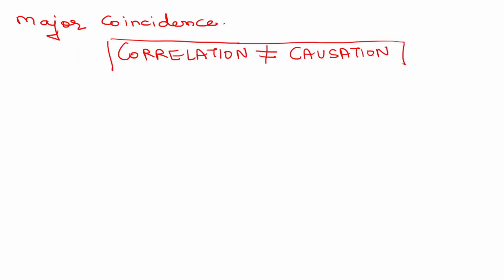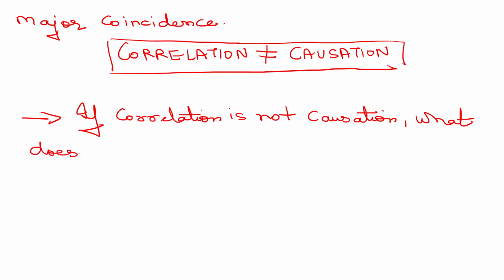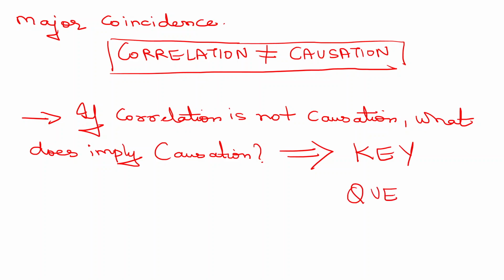So if correlation is not causation, then what does imply causation? This is a key question that we will look to answer. It would take a whole set of topics to unravel this question, that is, what basically helps us to imply causation.